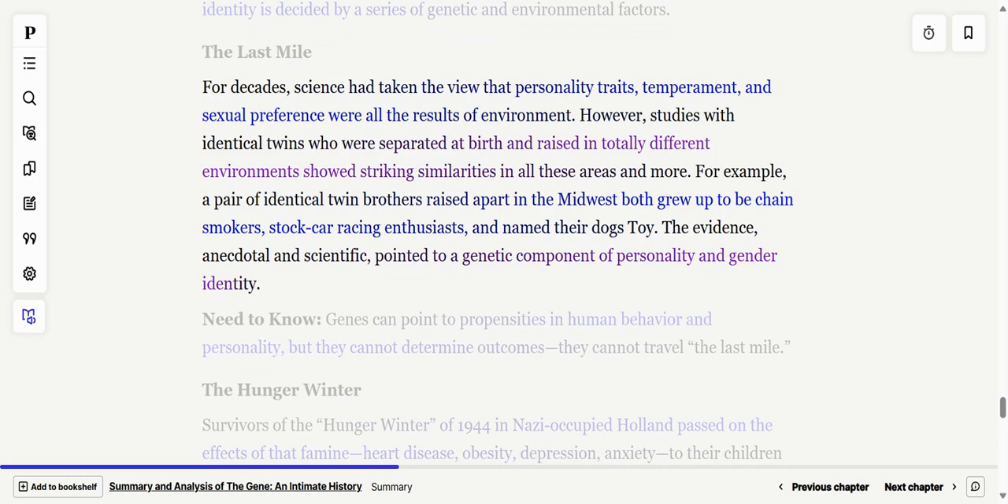Need to know: genes can point to propensities in human behavior and personality, but they cannot determine outcomes, they cannot travel the last mile. The Hunger Winter.